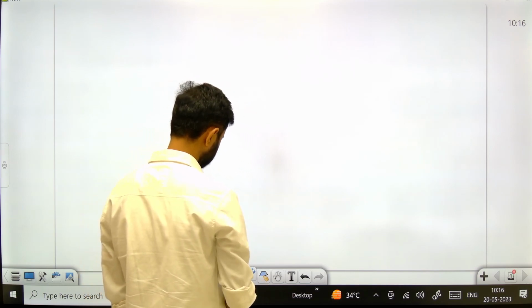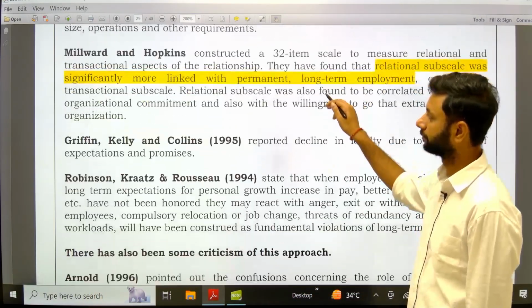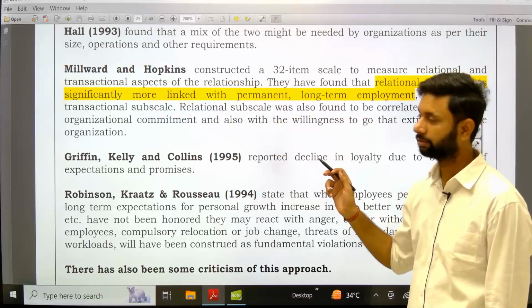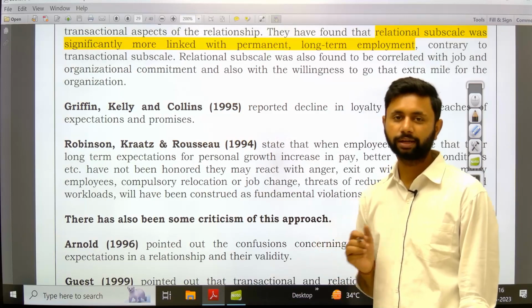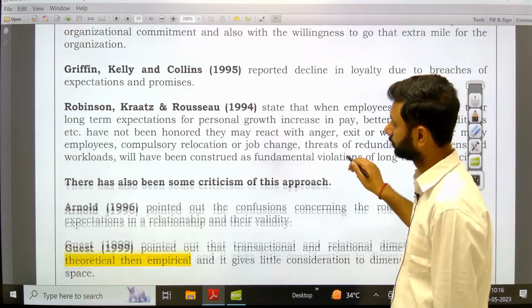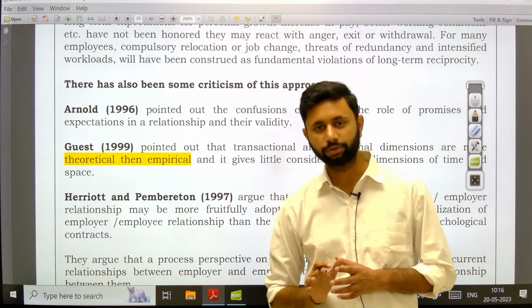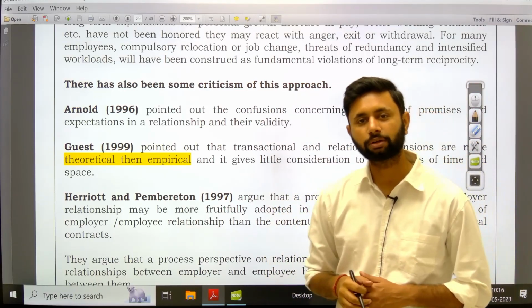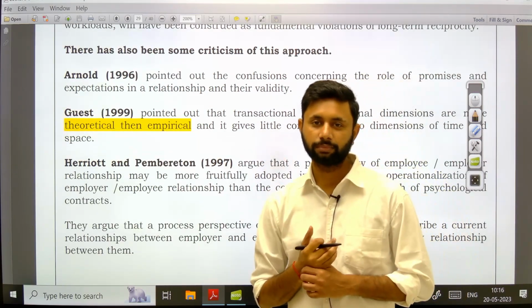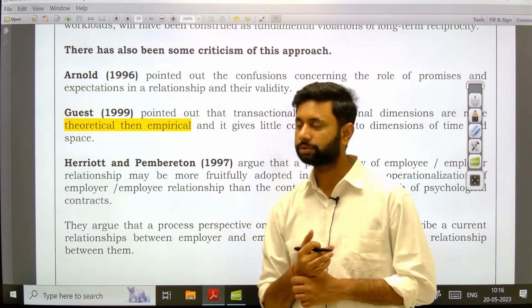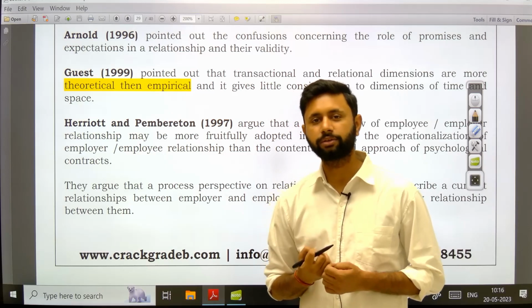Okay. As you can see, Millward and Hopkins also said that the relational subscale is significantly more linked with permanent and loyal employees. Okay. So psychological contracts we've understood, the relationships within psychological contracts we've understood. We can also see the criticism with respect to the psychological approach. It says that it is more theoretical than empirical, it lacks practical value.